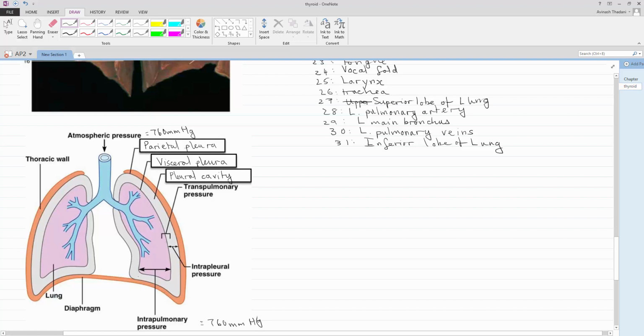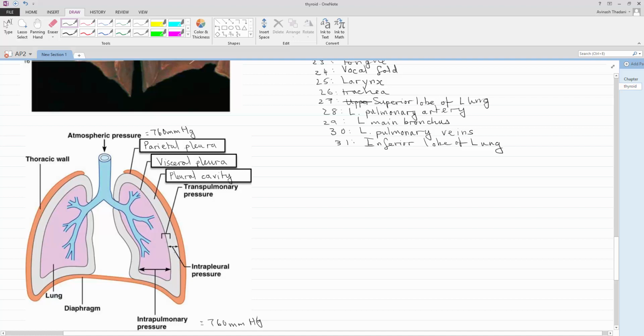And then when you exhale, the diaphragm rises, the volume of the thoracic cavity decreases, so the interpulmonary pressure increases above 760, and then you exhale and air moves out until it's back at 760. So that's how inspiration and expiration occurs.